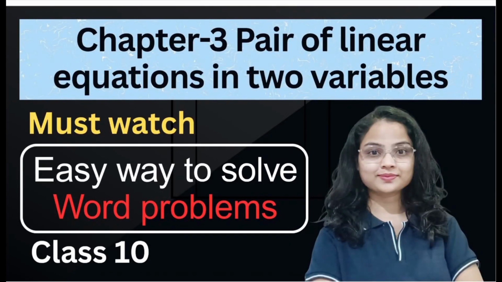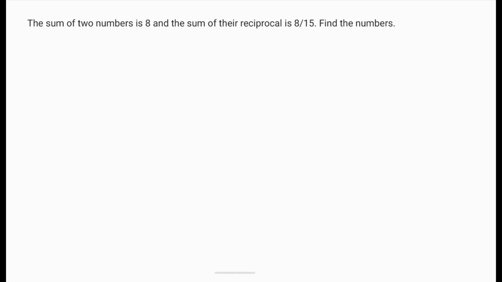Hello students, in this video we will learn how to solve word problems from chapter 3, pair of linear equations in two variables. The sum of two numbers is 8 and the sum of their reciprocals is 8 by 15. Find the numbers.